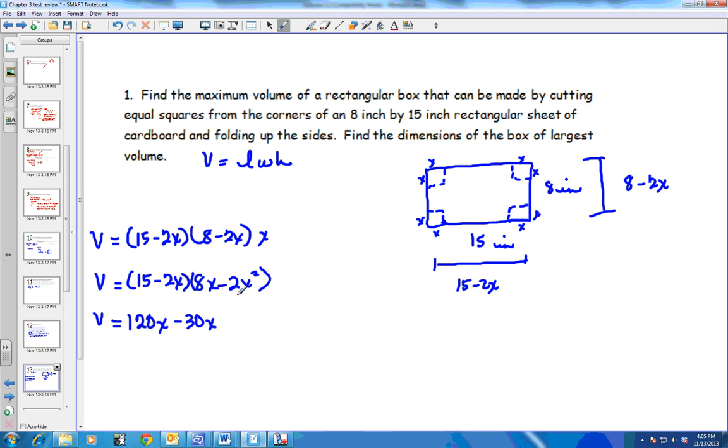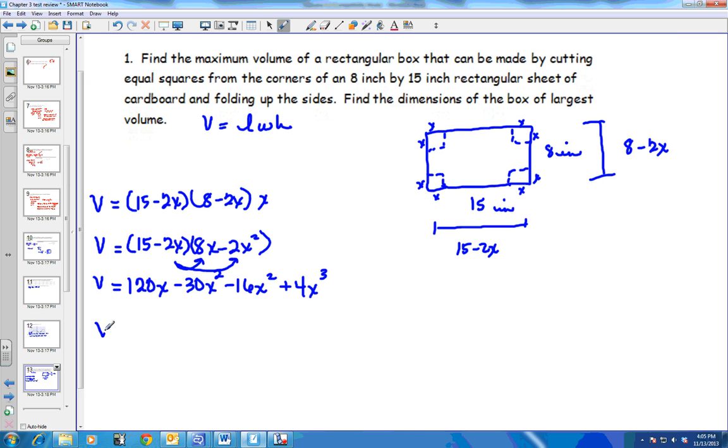Why do I have a squared? So 15 times 8 is this, 15 times 2 is this. Negative 2x times 8x, that's minus 16x squared. And negative 2x times negative 2x squared is plus 4x cubed. So I'm just going to kind of fix that a little bit. Volume equals 4x cubed minus 46x squared plus 120x.